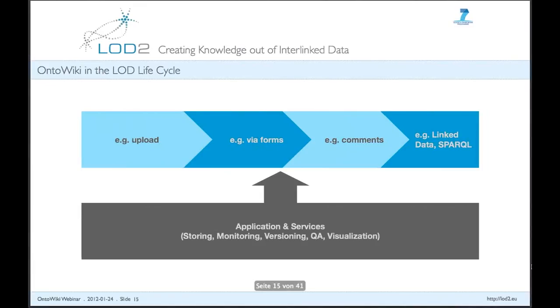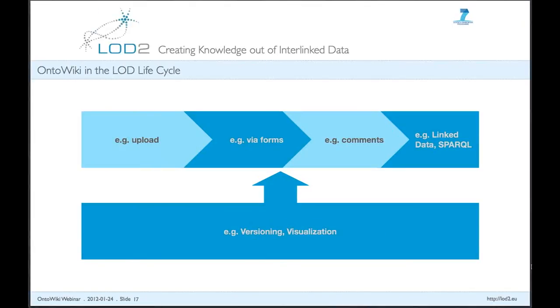And for publishing interfaces, we have linked data server functionality as well as SPARQL endpoint built in. So clearly there we also can have OntoWiki. And last but not least, for application and services, here are some examples of applications and services that OntoWiki provides. We have a versioning component, so all changes that you make to your data are tracked and can be rolled back, for example. And we provide a variety of visualization mechanisms within OntoWiki.